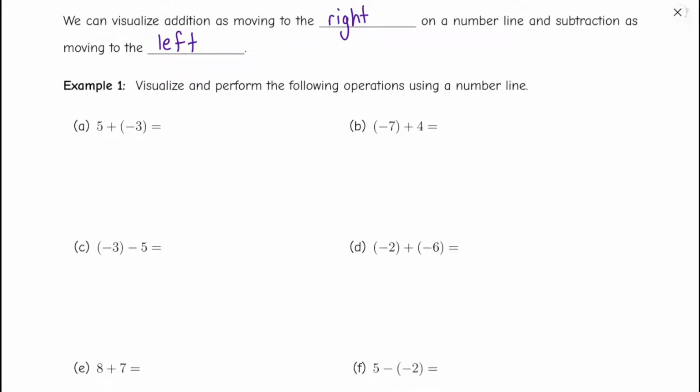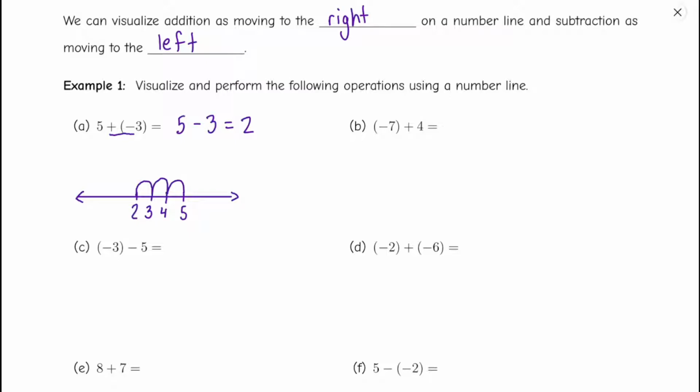A, 5 plus -3. The first thing we're going to do for this one is notice that we have two operations right here. This is equivalent to 5 minus 3. So to visualize this on a number line, we start at 5, and because it's subtraction now, we move left 3. 1, 2, 3. So we get 4, 3, 2. So 5 plus -3 is 2.